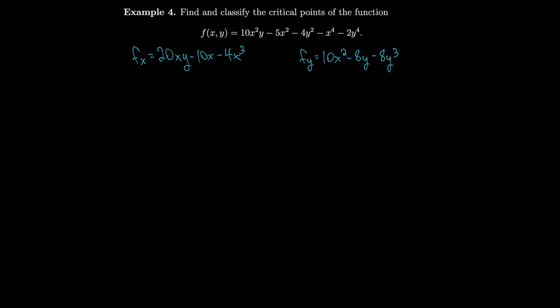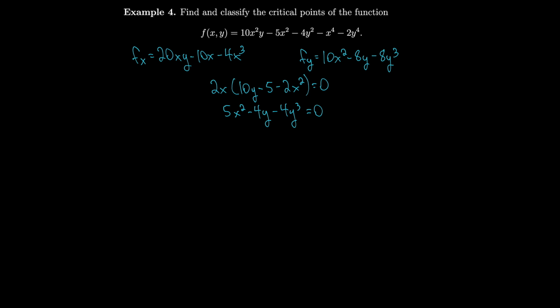So how about I take this guy and I set it equal to 0, and I factor out the 2x because that's everywhere. So I get 2x times 10y minus 5 minus 2x squared equals 0, and for this guy there's nothing to factor out, so I'll just get 5x squared minus 4y minus 4y cubed equals 0, because I'll just divide by 2. And 0 divided by 2, it just disappears.